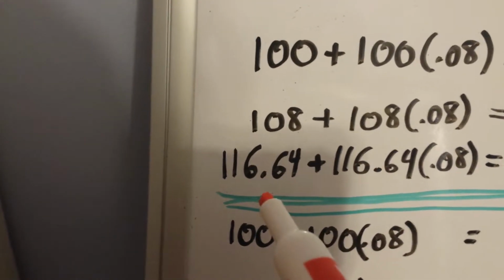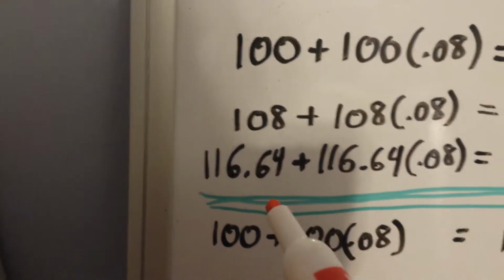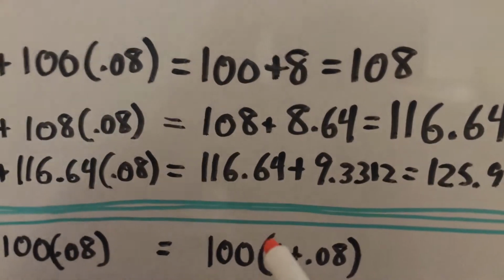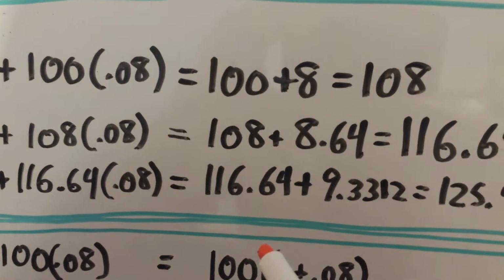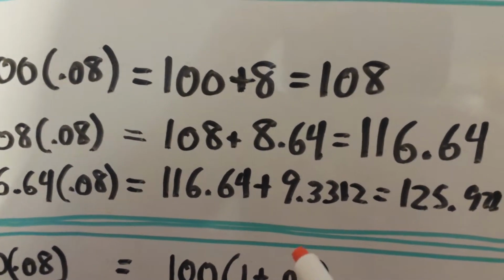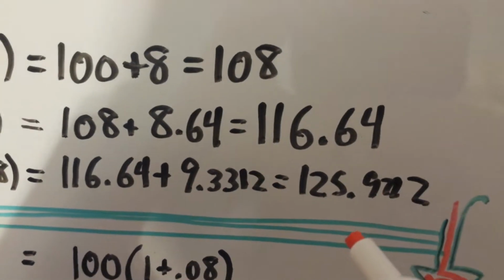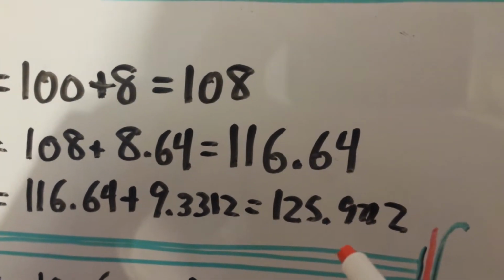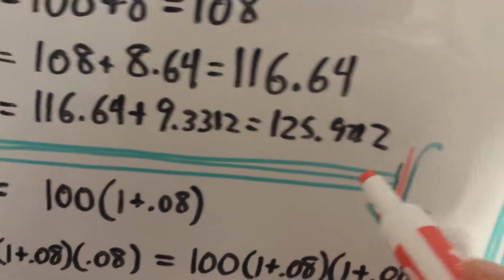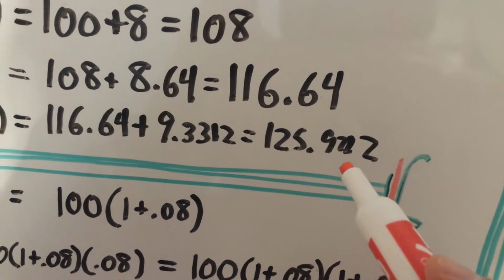So you're going to get $116.64 plus $116.64 times 0.08, which is the same as $116.64 plus $9.33.12. Okay. And that, of course, is $125 and 97 to that number. Okay.